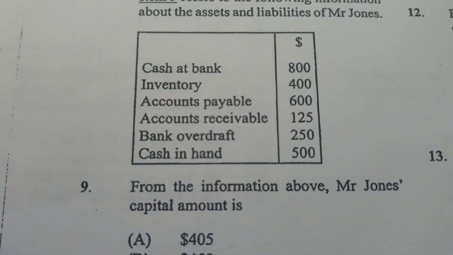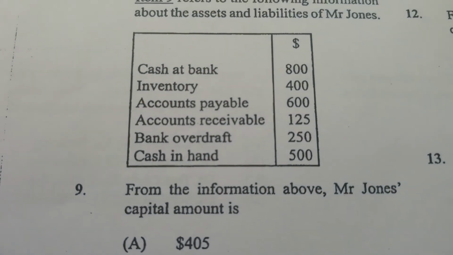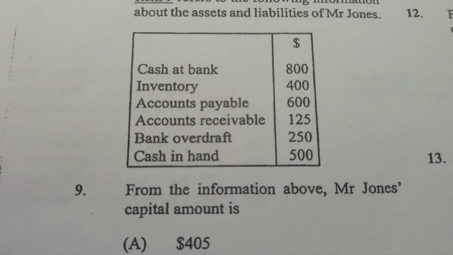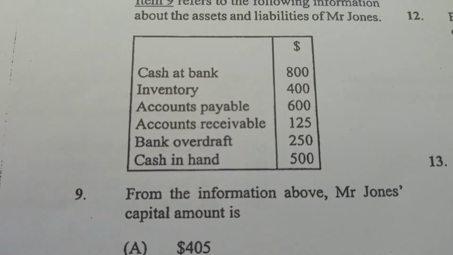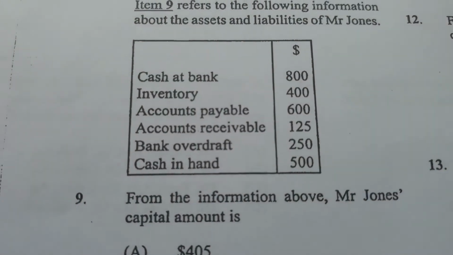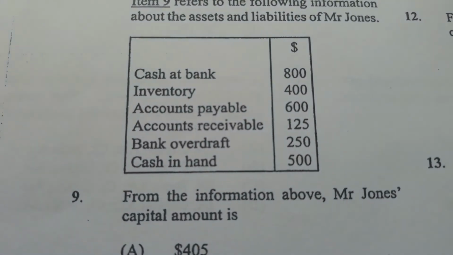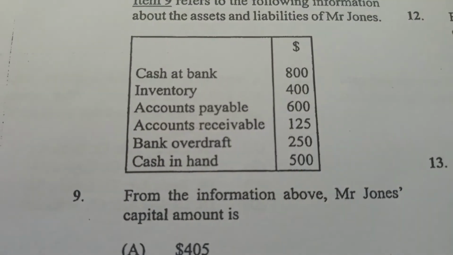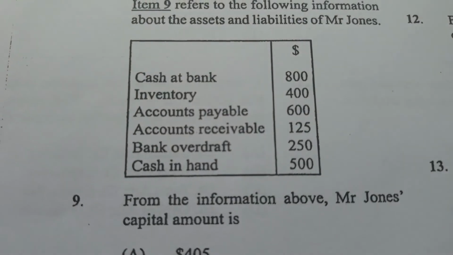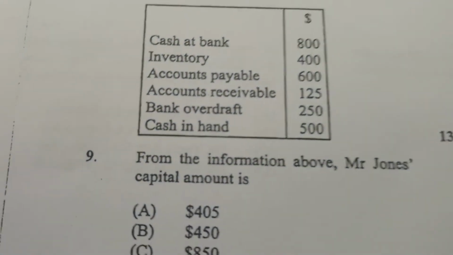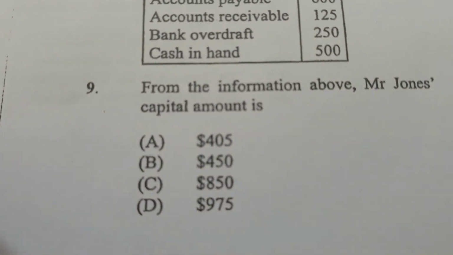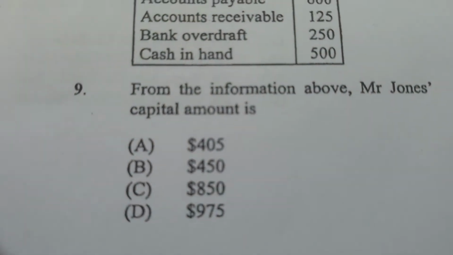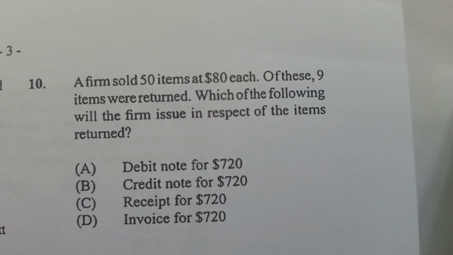So we're going to add all the assets together. These are cash at bank, inventory, accounts receivable, and cash in hand. All those will be added together as assets. And then our liability would be accounts payable and bank overdraft. We total that and subtract it from the asset, and our answer should be D, $975.